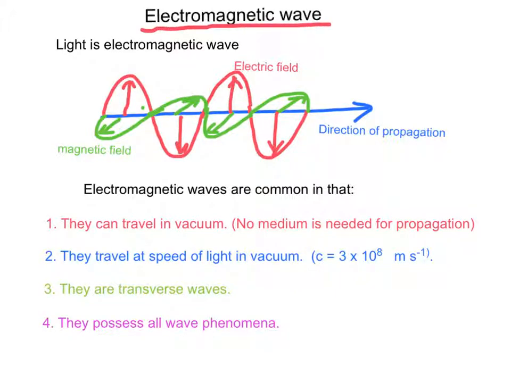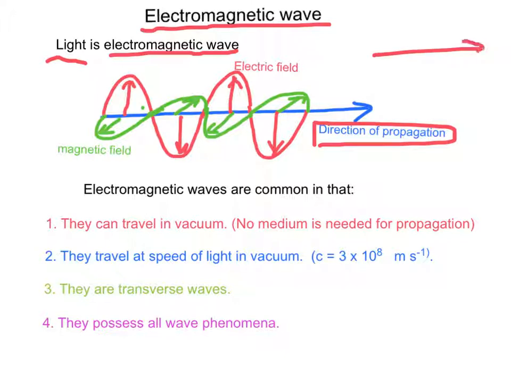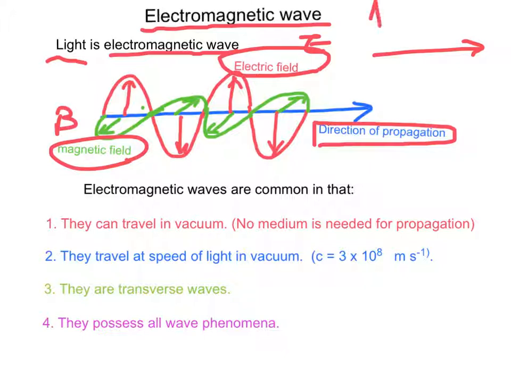Electromagnetic wave. Light is an example of electromagnetic wave. Consider a light wave traveling in the direction as shown. When the light wave travels, the electric field and the magnetic field, we say E and B, are vibrating in a direction such that E, B, and the direction of wave travel are mutually perpendicular to each other.